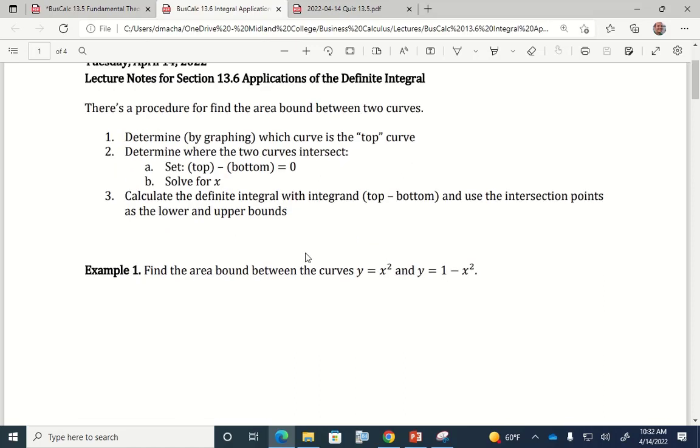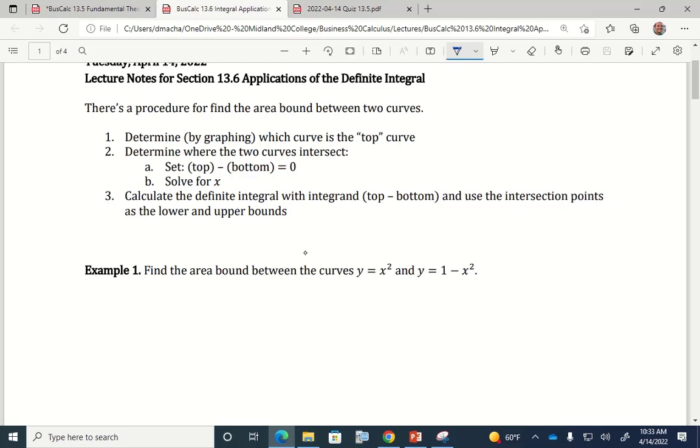The only new thing that we're learning is that you can find the area between two curves like this. You might have to graph both curves to figure out which curve is going to be on top and which curve is on the bottom. Then you figure out where these two curves intersect each other. You can do that just by setting your top curve minus your bottom curve equals 0. When the difference between your curve values is 0, that means they're intersecting. And then you solve for x.